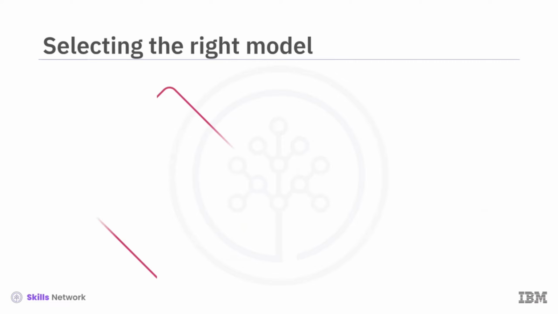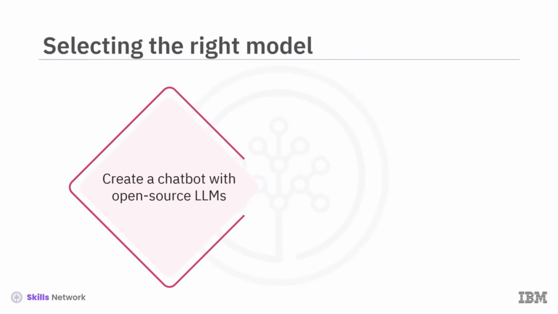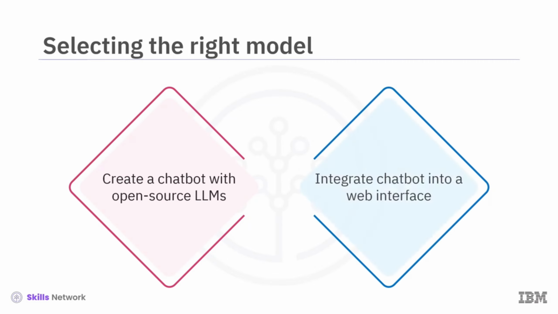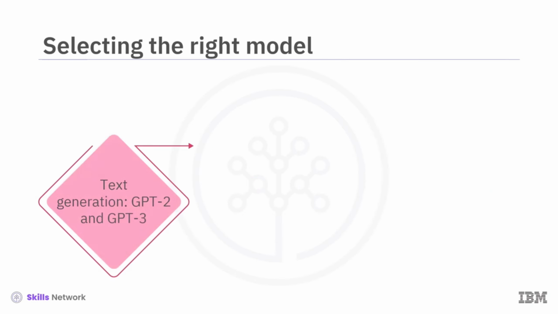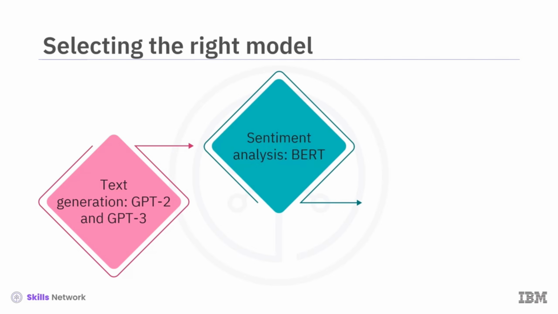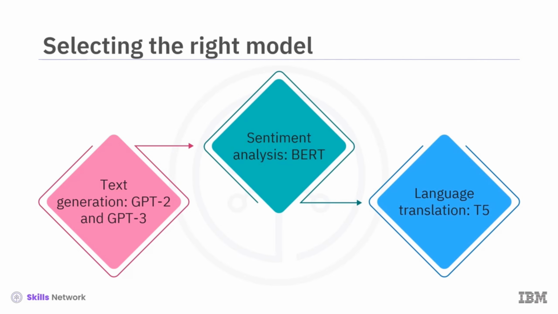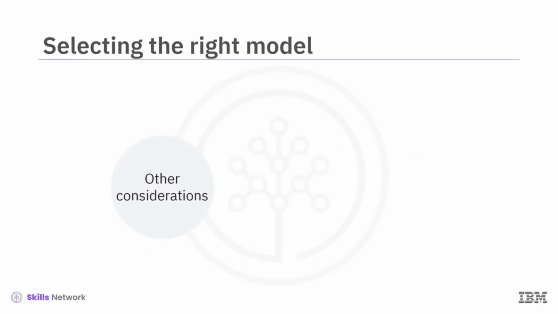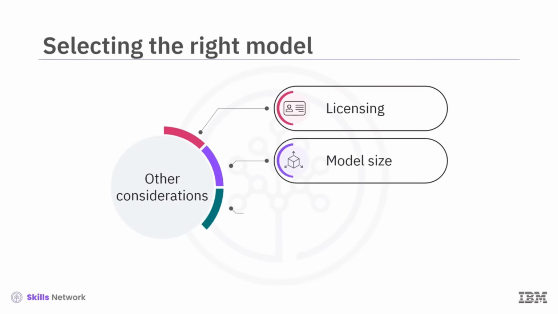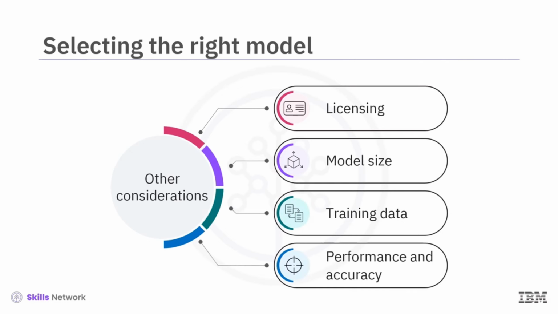In this project, you will learn to create a simple chatbot with open-source LLMs and integrate your chatbot into a web interface. To build the chatbot, you must select an LLM based on the chatbot's purpose. For example, consider using GPT-2 or GPT-3 models for general-purpose text generation, BERT for sentiment analysis, and T5 for language translation. Other important parameters for choosing an LLM include licensing, model size, training data, and performance and accuracy.